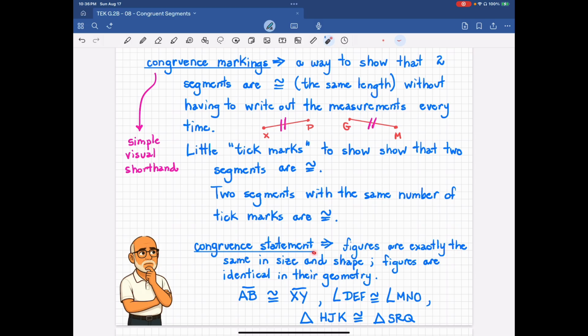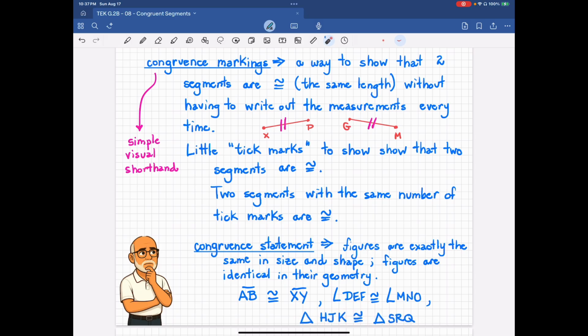A congruence statement means that figures are exactly the same size and the same shape, that figures are identical in their geometry. So we have line segment AB is congruent to line segment XY. But angles can also be congruent. So we could say that angle DEF is congruent to angle MNO. We could also say that triangles are congruent. So triangle HJK is congruent to triangle SRQ.